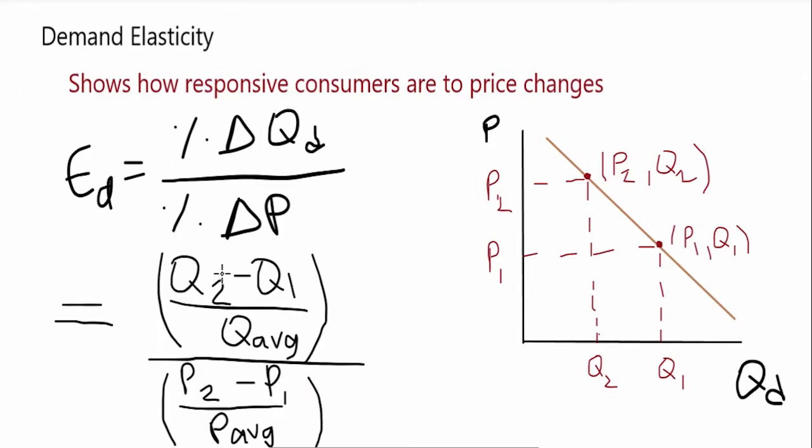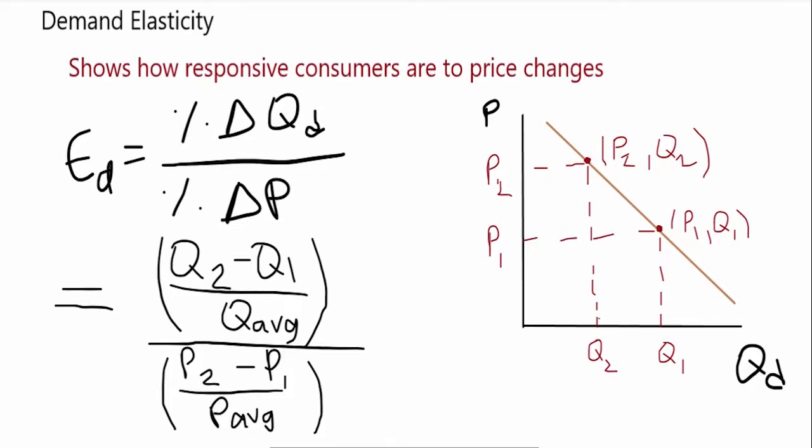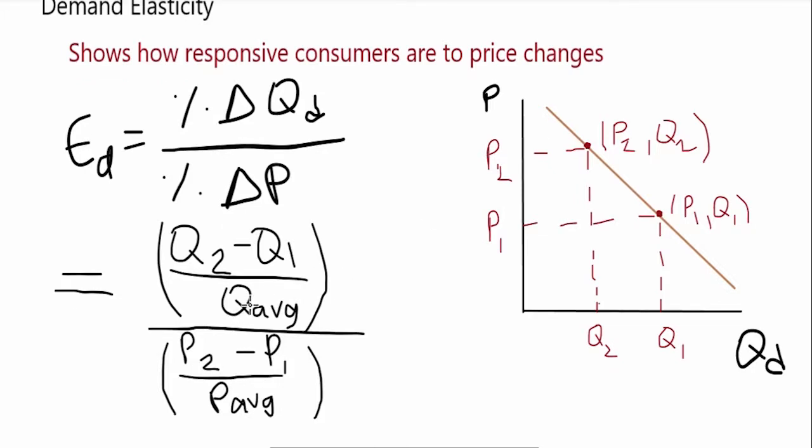Okay, so this is your formula. It would be Q2 minus Q1 over Q average, so Q1 plus Q2 divided by 2. And then you put that all divided by P2 minus P1 over your P average, so P1 plus P2 divided by 2. And that's how you get your demand elasticity. So we're going to work through some problems, and then we're going to go more into detail about demand elasticity so you can get a better understanding.